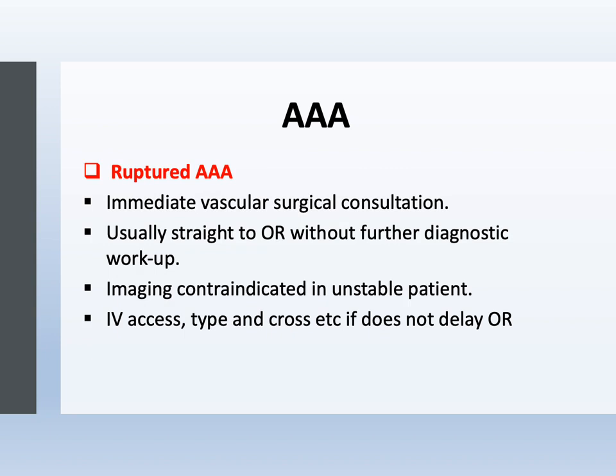What about ruptured abdominal aortic aneurysm? Ruptured, of course, is a life-threatening condition. So the patient needs immediate vascular surgical consultation, and usually is transferred straight to the OR, operating room, without further diagnostic workup. Imaging is contraindicated in an unstable patient, as are IV access, type and cross, etc., if these delay transfer to the operating room.